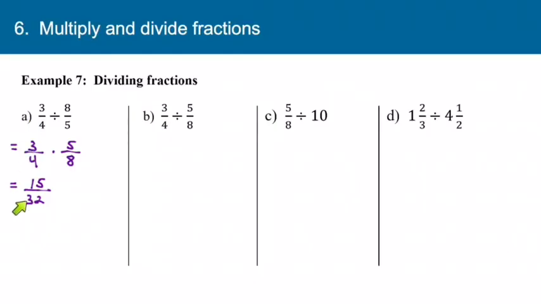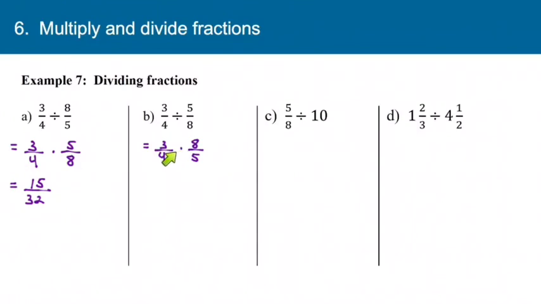Our final answer here is 15/32. Okay, let's try part B. 3/4 divided by 5/8. So first we convert to multiplication form, and this will become 3/4 times 8/5.